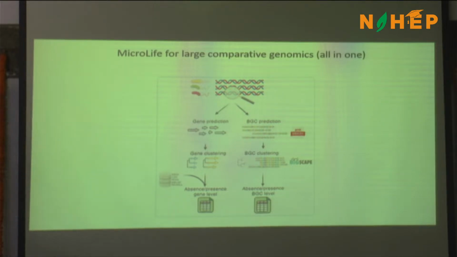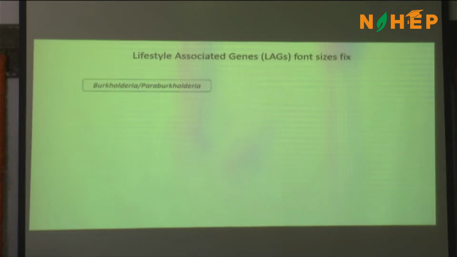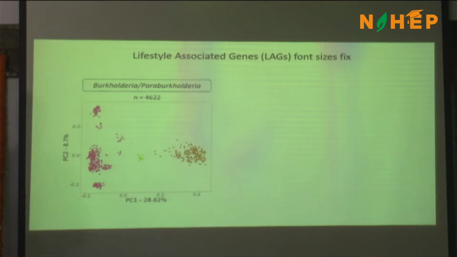But this was built for a large amount of genomes. For example, we applied this in the Burkholderia and Paraburkholderia genera. We downloaded from the NCBI all the genomes that were there, around 5,000, 4,622. And here you can see a map similar to the beta diversity that you remember from the amplicon analysis, where each dot is one bacteria, and its color is the lifestyle of that bacteria.